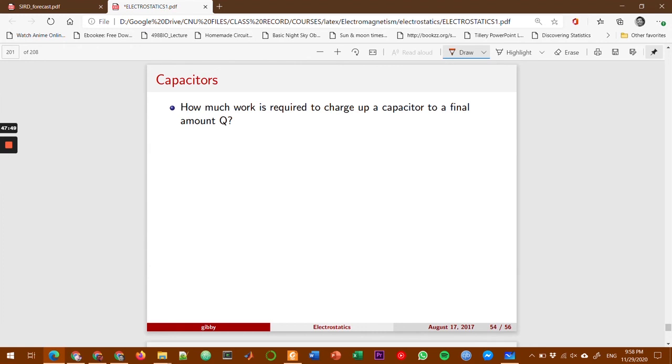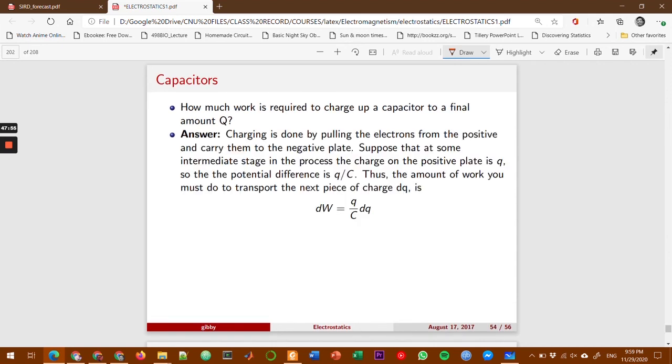Next question: how much work is required to charge up a capacitor to a final amount of Q? Charging is actually done by pulling the electrons from the positive plate and carrying them to the negative plate, because work is needed to bring the negative to the positive, right? It is always about pulling the electrons from the positive. So work is needed for you to do that.